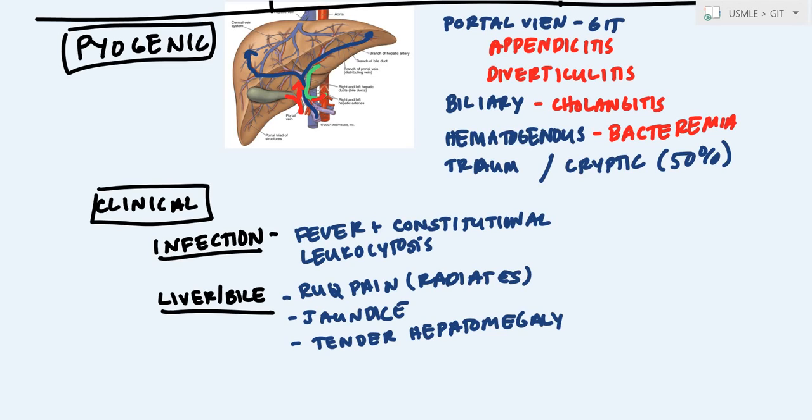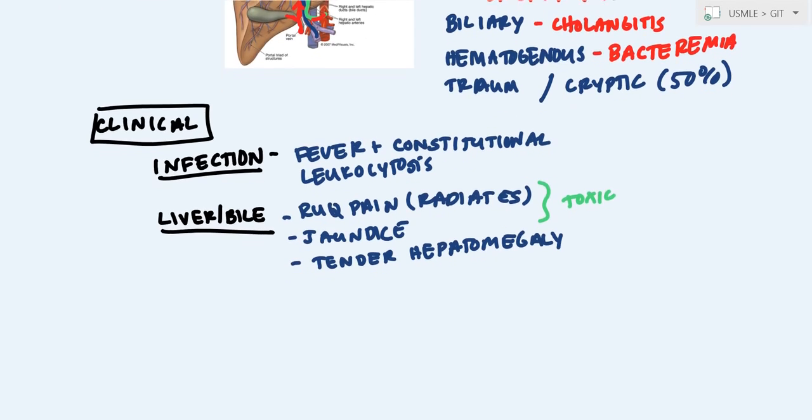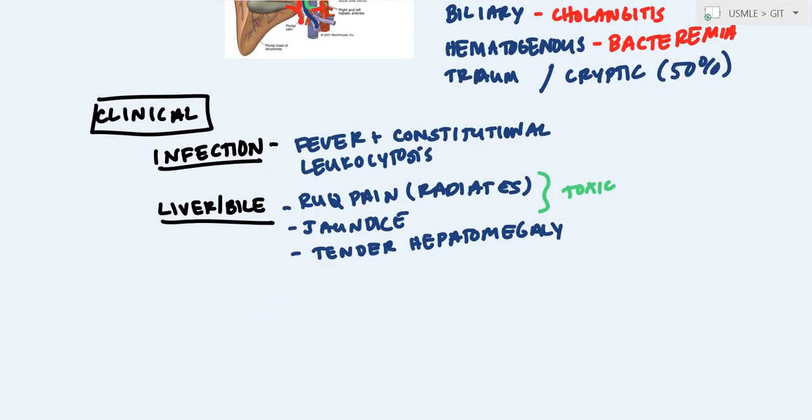Now, if you also notice, right upper quadrant pain that radiates, and jaundice, that could also be cholecystitis as well. However, just one thing to point out is in this situation, it's more severe, and actually not necessarily more severe. I'll take that away, but it's just the patient looks toxic. The patient looks really, really ill, really sick. Now, what kind of investigations?